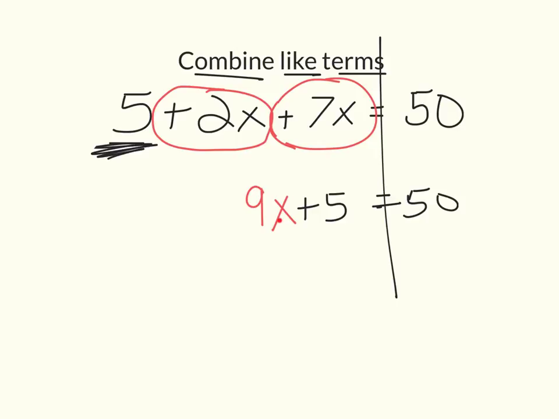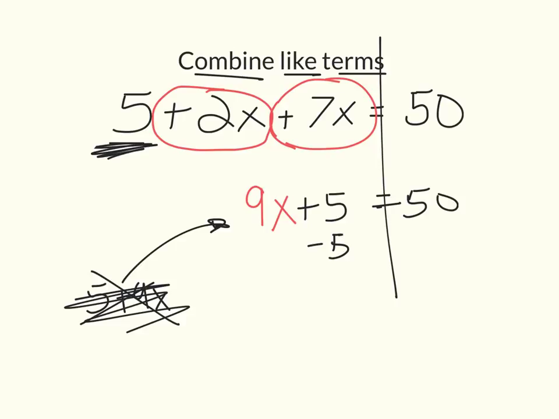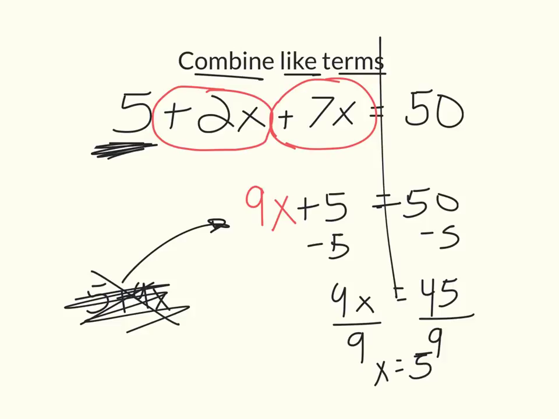Please notice I put things in alphabetical order. All my things with letters first, and then anything without a letter last. So the 9x should definitely go in front. Some students might have written 5 plus 9x, and that is bad math. We don't do that. We put things in alphabetical order. And then it's the same thing as last time. I'll subtract 5 from both sides. 9x equals 45. Divide both sides by 9. X equals 5 is the answer.